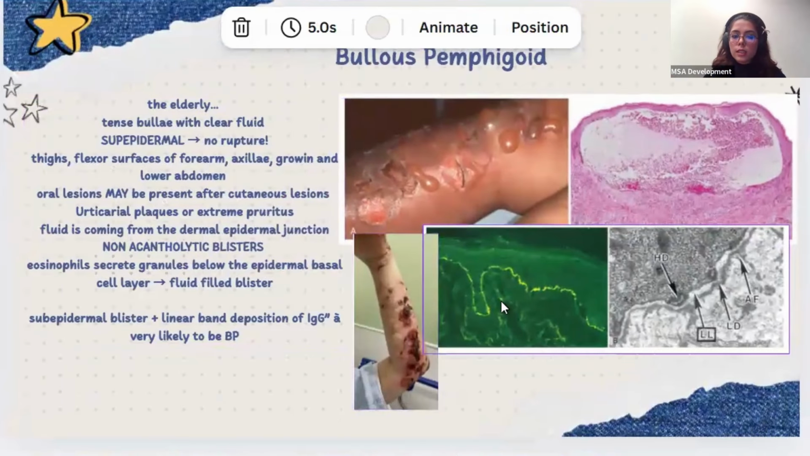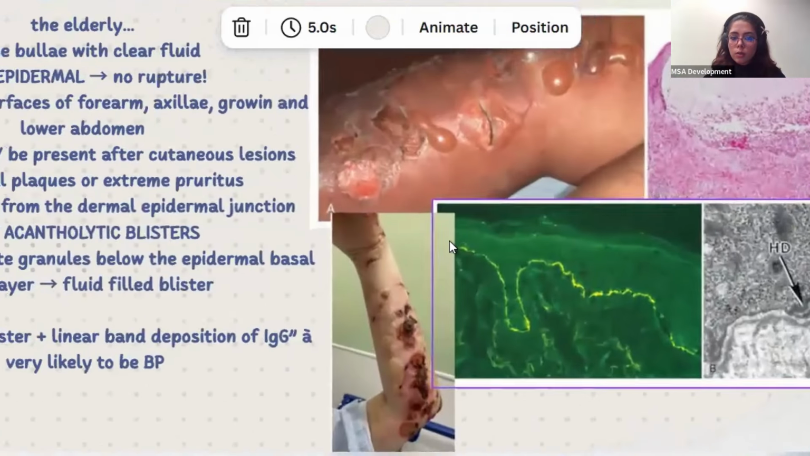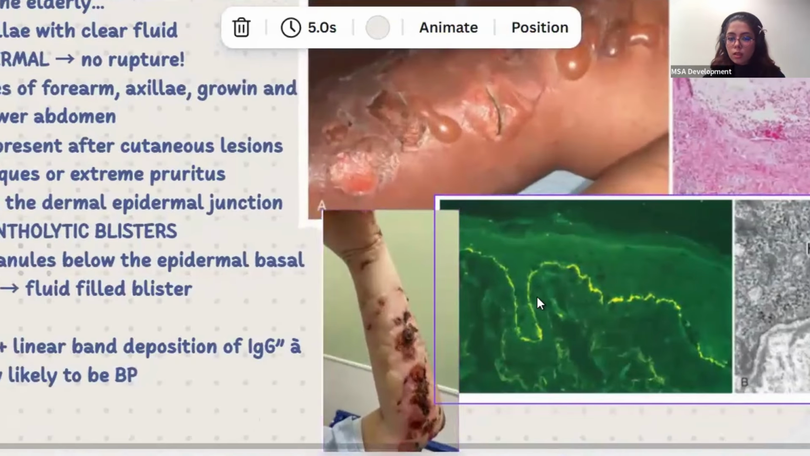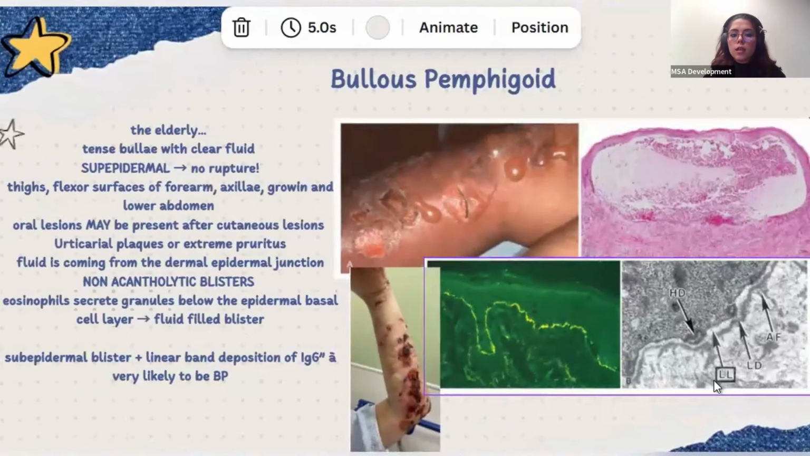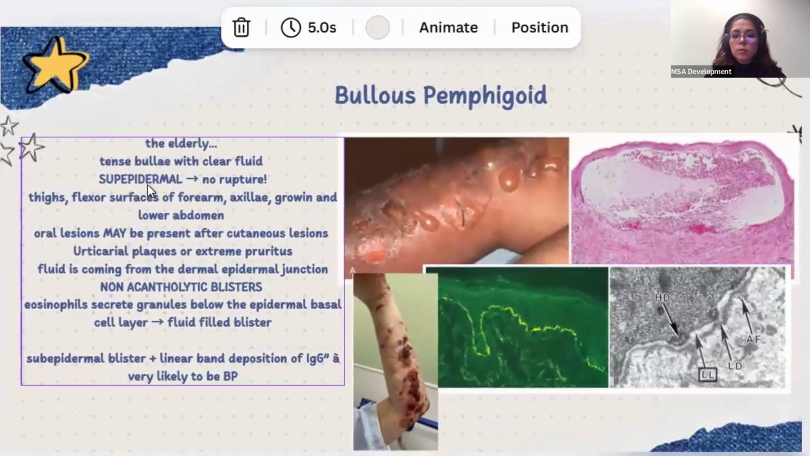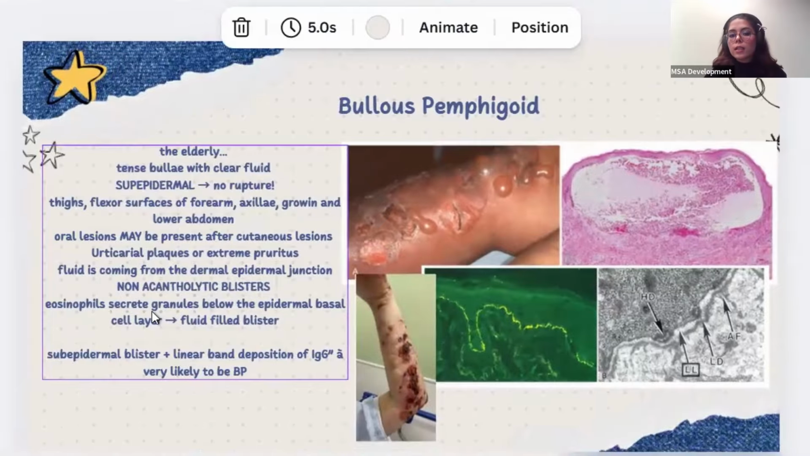Bullous pemphigoid is when you see the immunofluorescence on the basement membrane. This one is important. It's seen in the elderly. There are tense bullae with clear fluid, subepidermal, so therefore there's no rupture. Oral lesions may be present. Fluid is coming from the dermal/epidermal junction.